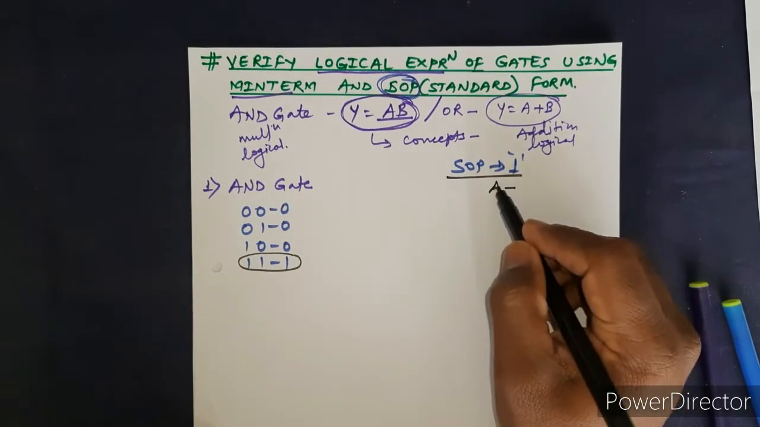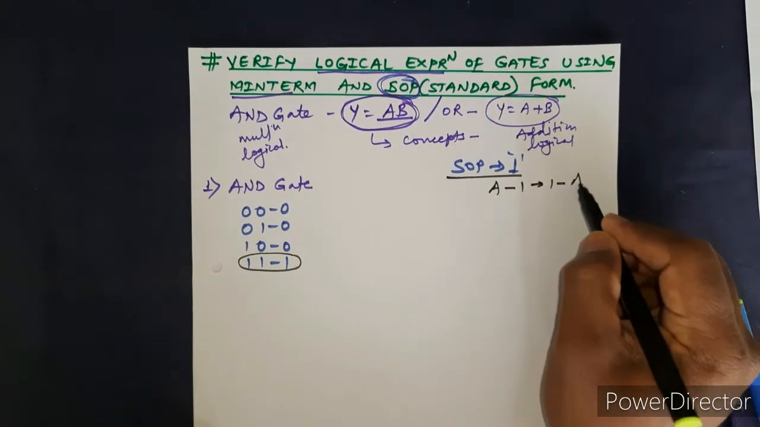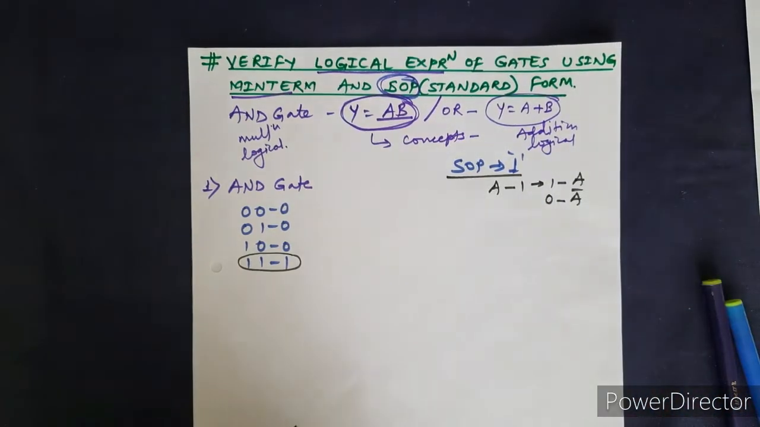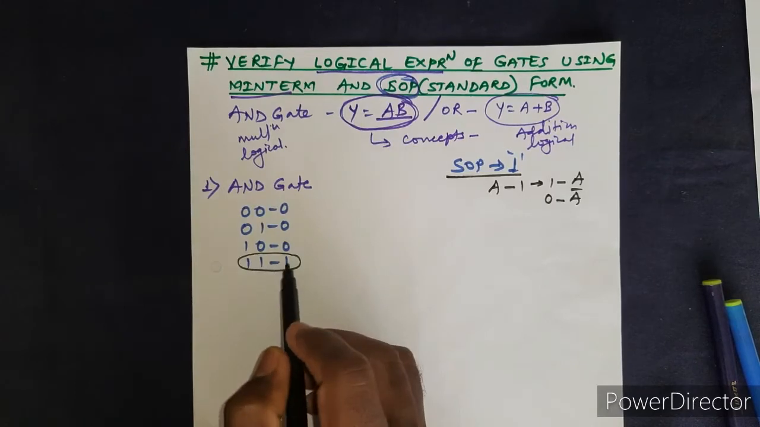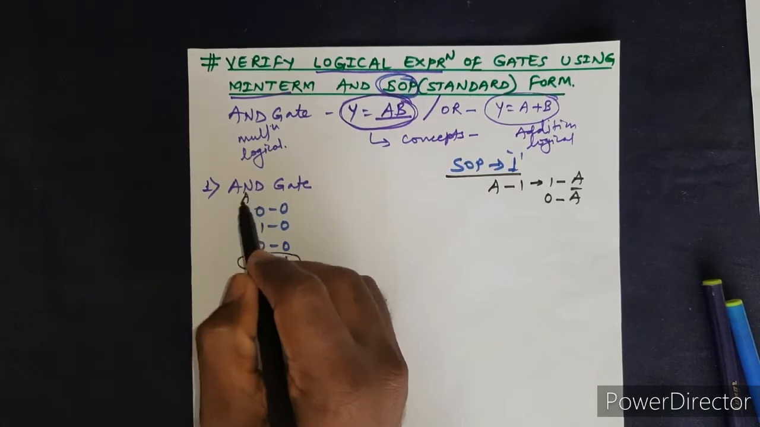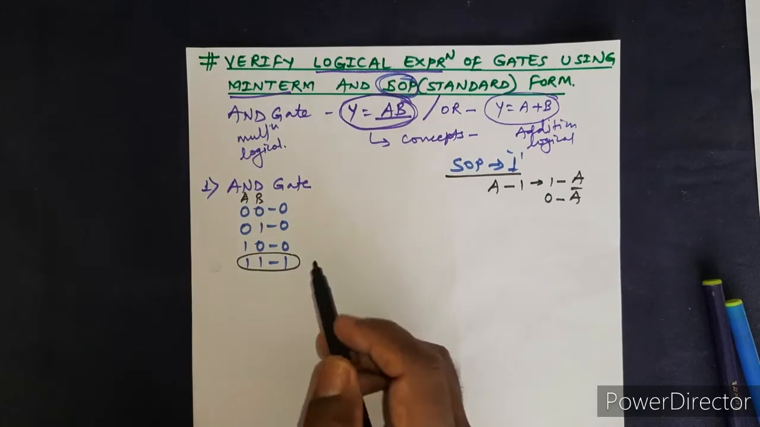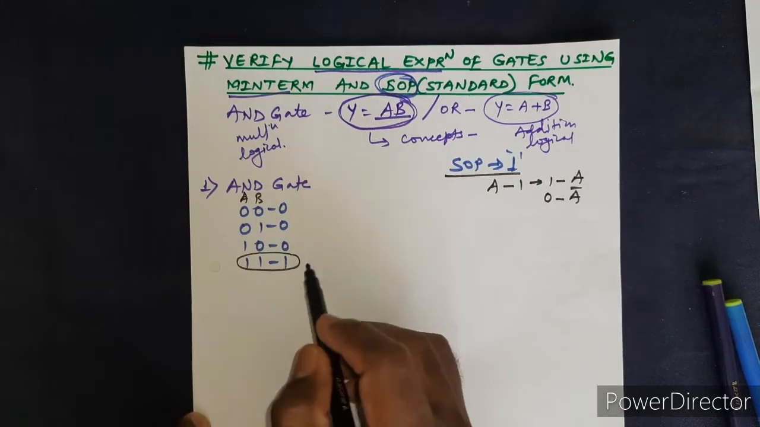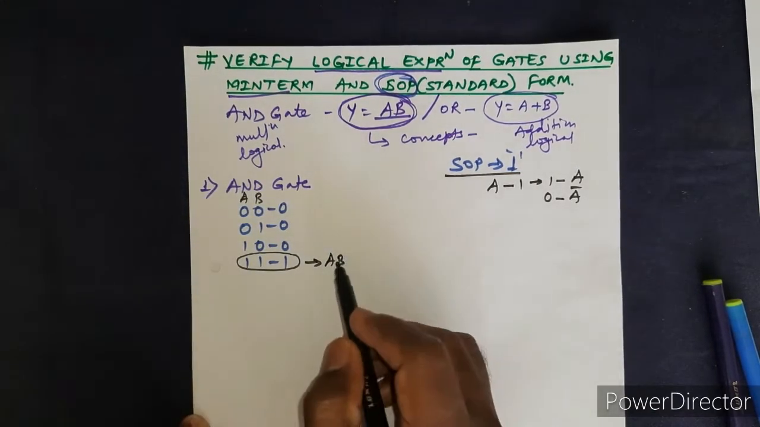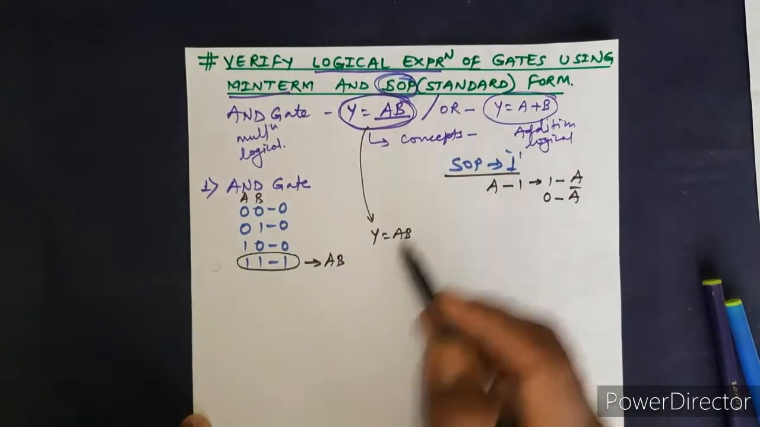And we know that for SOP, if it is 1 then it is represented by the variable itself, and if it is 0 then it is the variable's complement. Now for this input combination you can see that this is 1 1, means this is A and this is B. So here it is A and B, so simply it is AB.